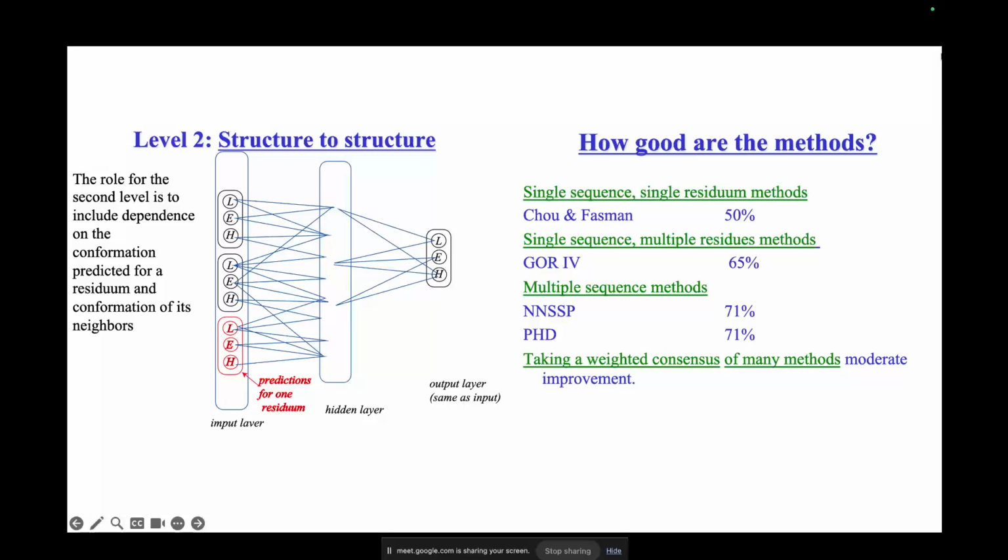So just to wrap it up, most of the methods that we have discussed, Chou-Fasman, GOR, and PhD, range from 50 to 70%. And if you take a weighted consensus across different software, you get a better result, obviously. But I think AlphaFold 2 has a higher prediction accuracy than all of these methods. So that is the gold standard right now.